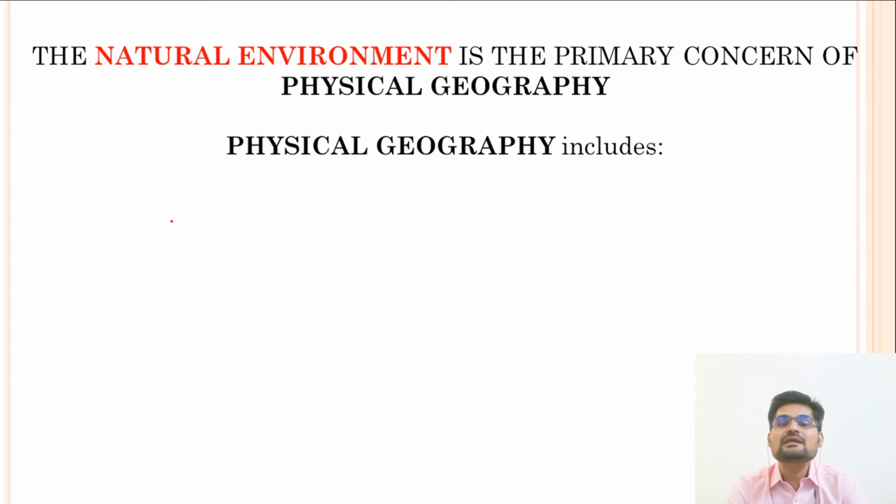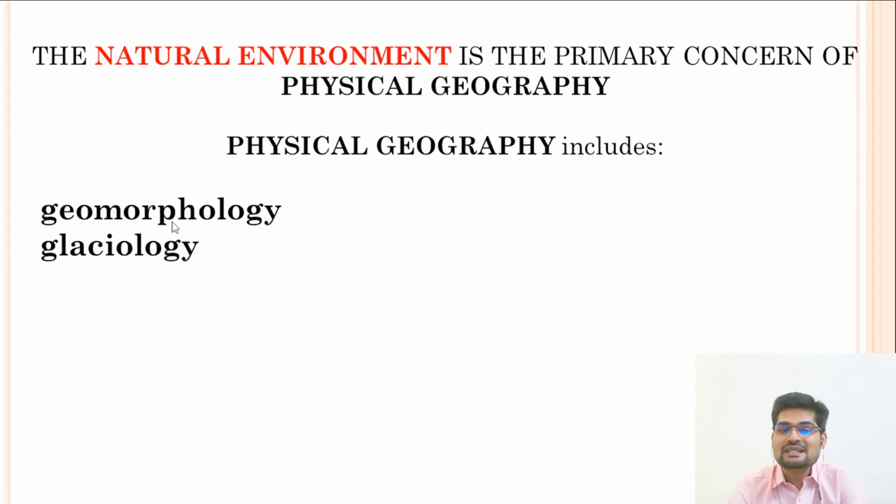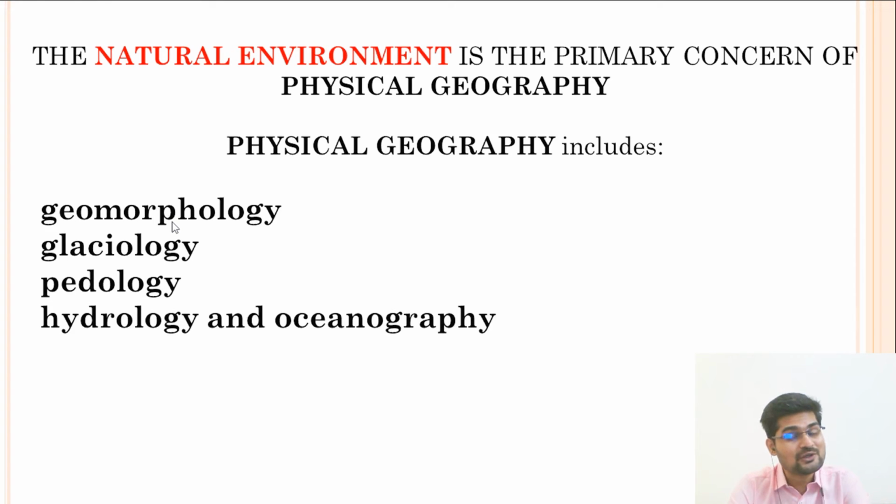So let's look further. The natural environment is the primary concern of physical geography, as we know. So what does physical geography include? Geomorphology, glaciology, then pedology, that is the study of soil, and hydrology and oceanography. Hydrology and oceanography are largely talking about the water component only. But hydrology incorporates all aspects of marine as well as terrestrial water systems, whereas oceanography talks specifically about the ocean process and ocean system.